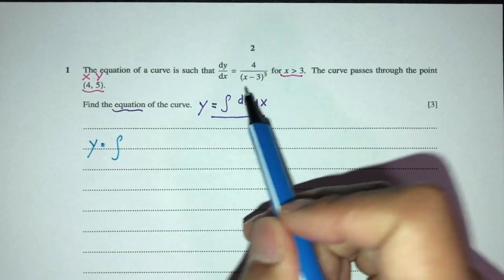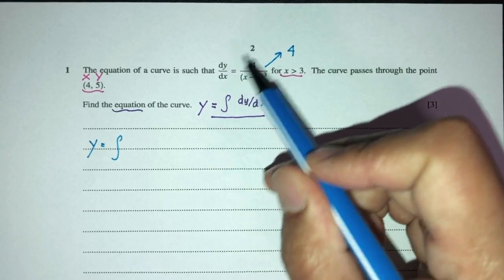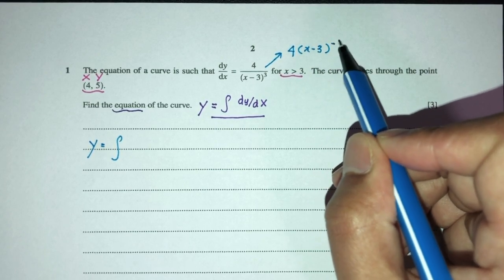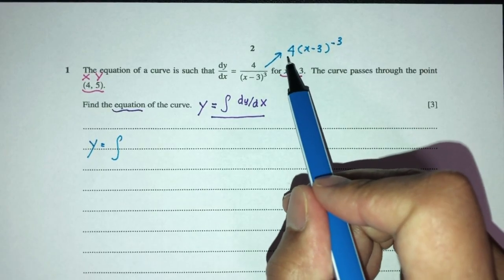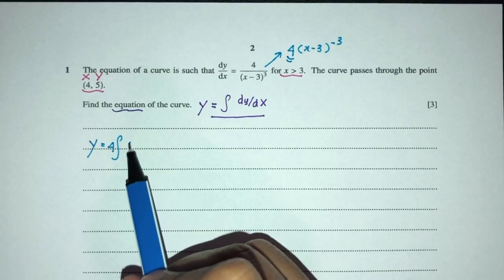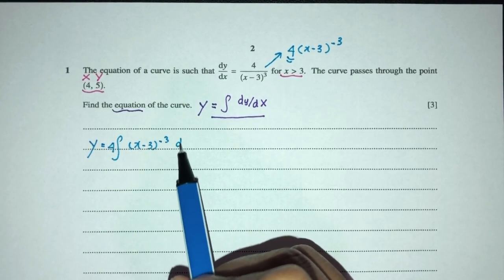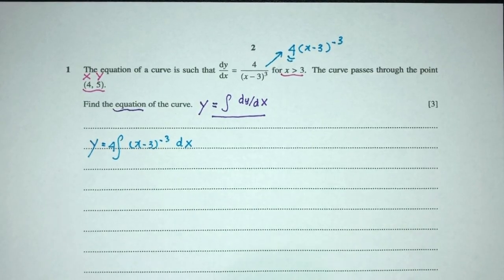Now I can rearrange this by the laws of indices. That should be 4. I can bring this up. That will become x minus 3 power minus 3. Right. Now 4 is only a multiple. I can leave this outside and the rest will be inside. So x minus 3 power minus 3 dx. Okay, now let's try to integrate this.